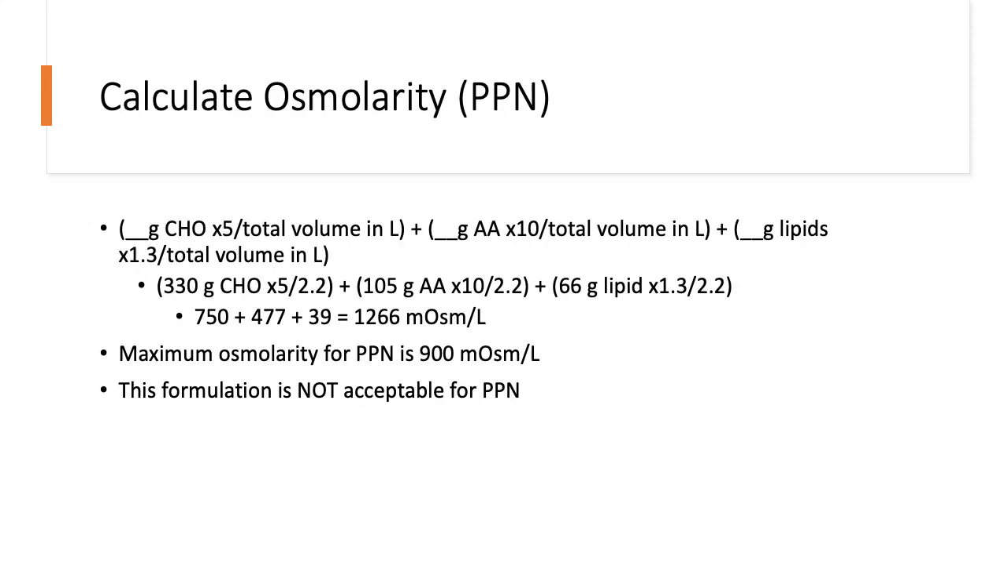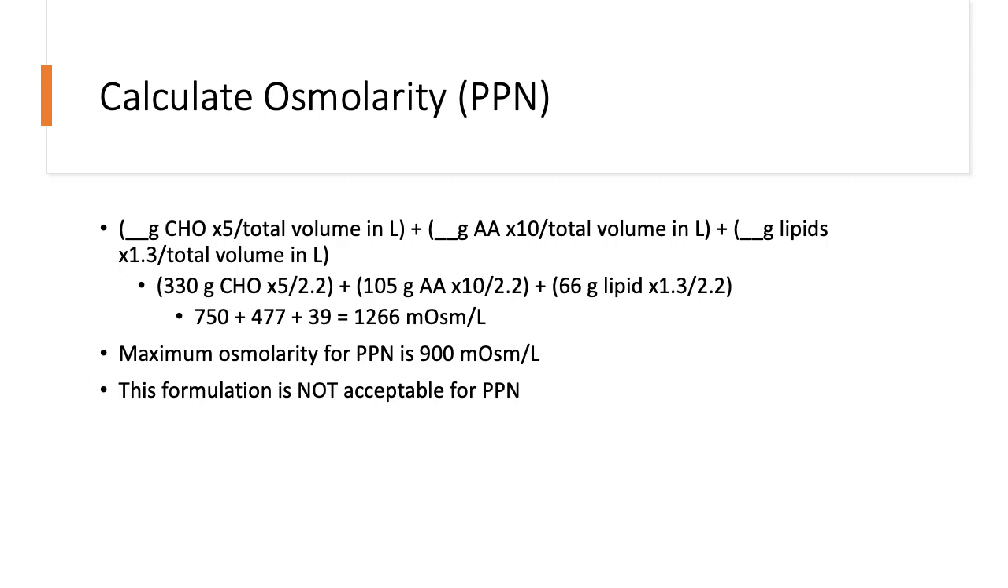Alright, now we're going to calculate the osmolarity. This is really only important for PPN, but you're going to take the grams of carbohydrate times 5 and then divide that by the total volume in liters, and then you're going to add that to the total grams of amino acids times 10 divided by the total volume in liters, plus the grams of lipids times 1.3 divided by the total volume in liters.